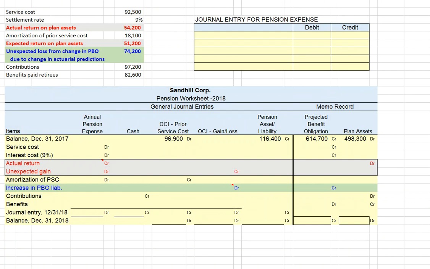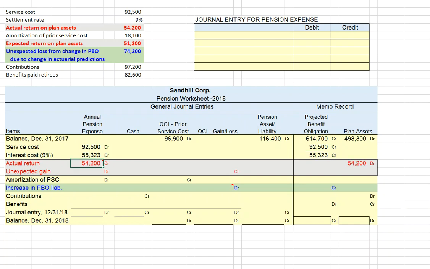We are told that our service cost is $92,500. Recall, this is the present value of future benefits that employees have earned during the current period. Notice this increases our pension benefit obligation. Next, we're told that the actual interest rate, the settlement rate, is 9%, and we use that in our beginning pension balance of $614,700 to calculate our interest cost, and our interest cost increases our pension benefit obligation.